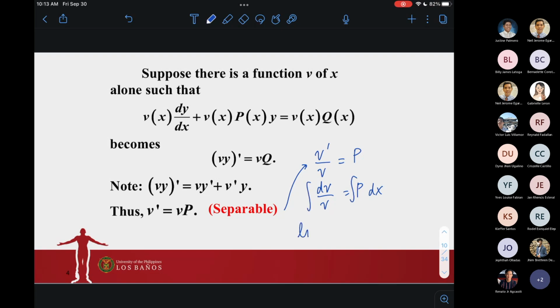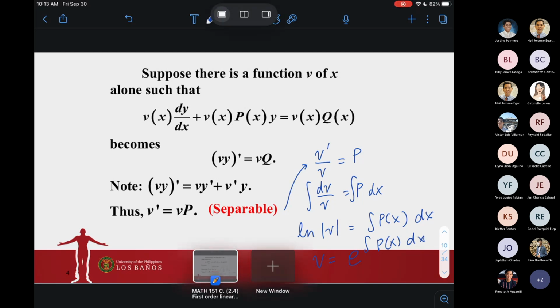So I'll get ln of the absolute value of V equals integral of P of X dx. Right? And then I can use both sides as an exponent to E. So I'll get V equals E to the power integral of P of X dx. Now this V is what we call the integrating factor.